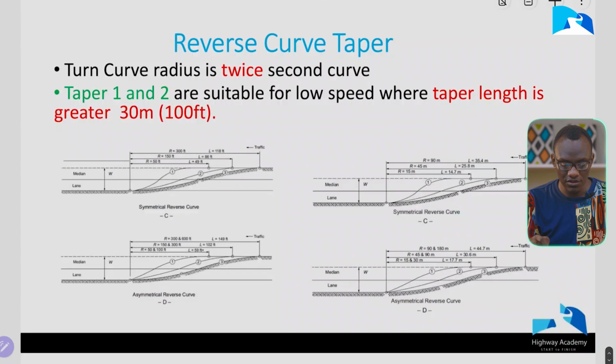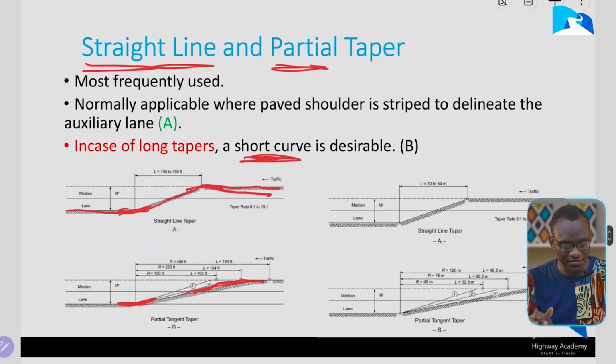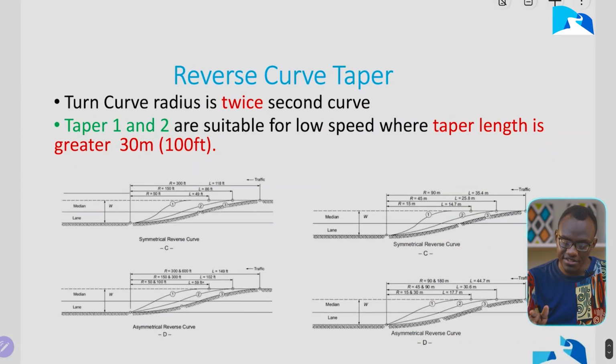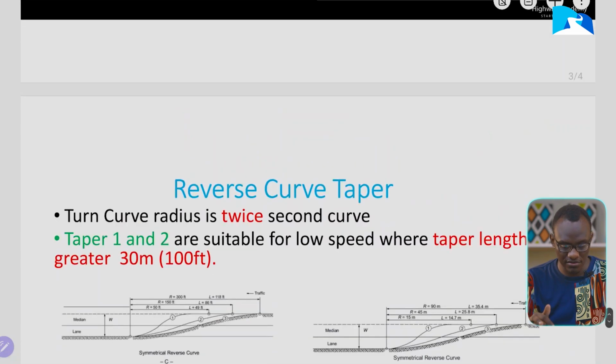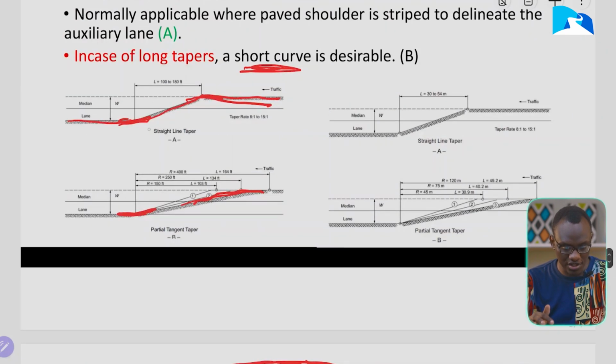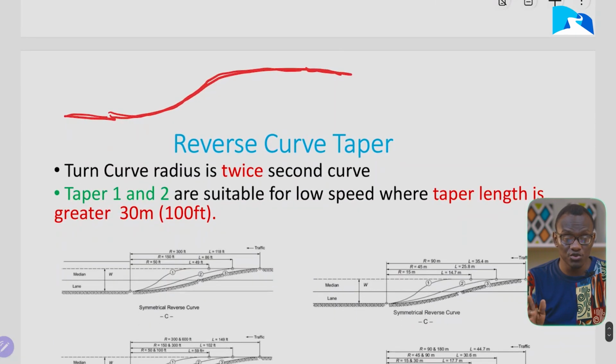The next is the reverse curve taper. The short curves we talked about are very short. A reverse curve taper is more of a turn curve radius that has 2 curves, just continuous. One taper goes into the reverse curve of another. While in the previous case you had straight, straight, straight, and then curves in those areas, now we have two reverse curves.